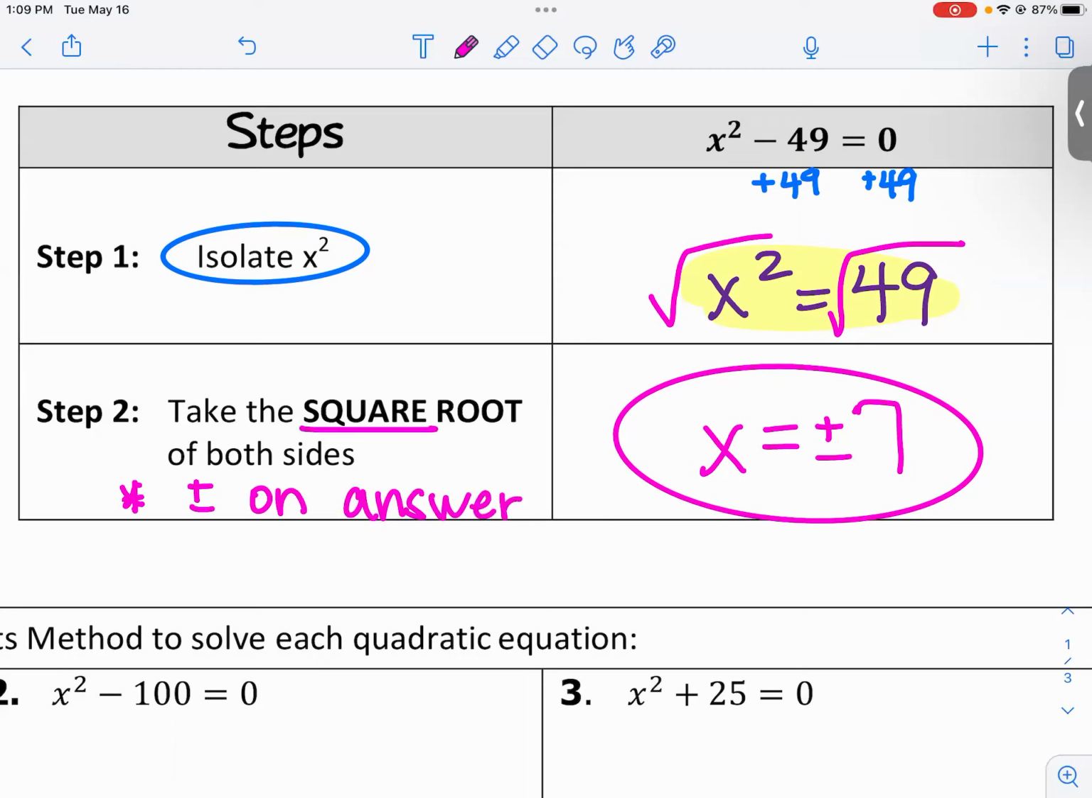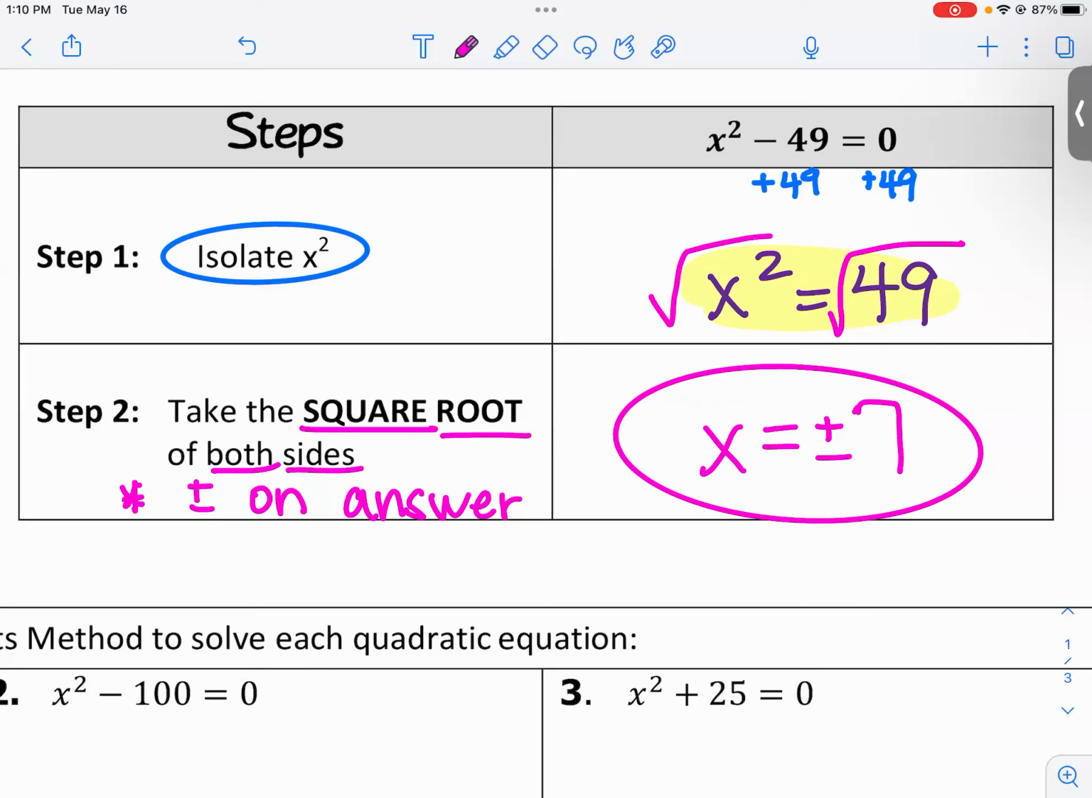Anytime you square root both sides of an equation, you have to put the plus or minus on your answer every time. Let's think about it. First of all, I'm asking what number squared equals this positive number? Well, we're always going to have a positive and a negative number that squares to be that number. Also, we're talking about a quadratic and where it hits the x-axis. Typically, two places where that happens.